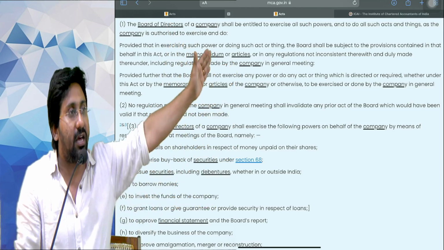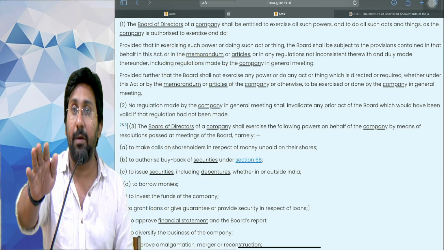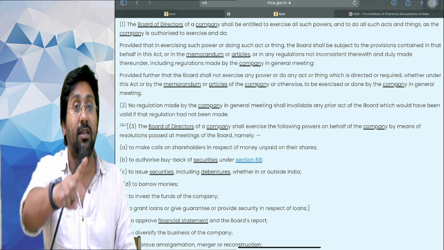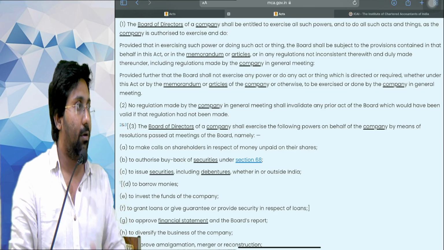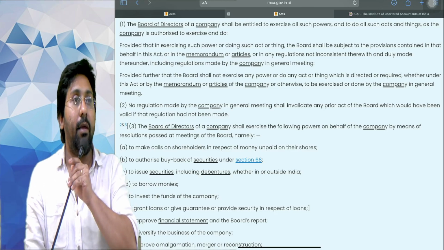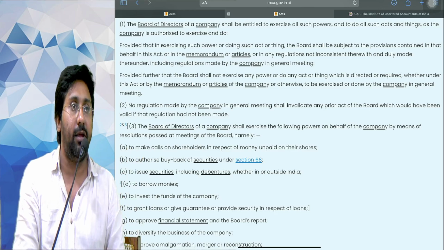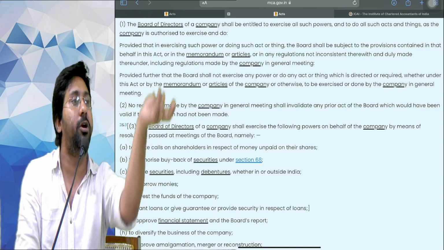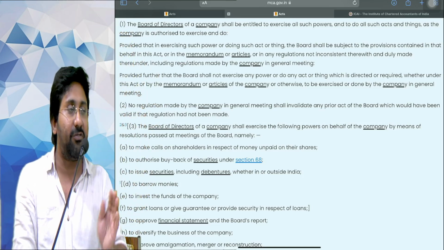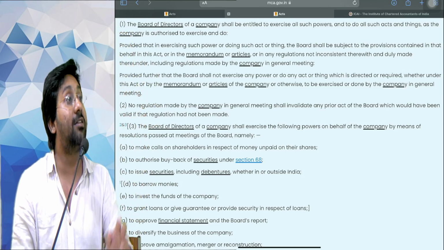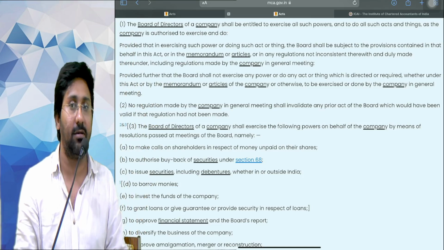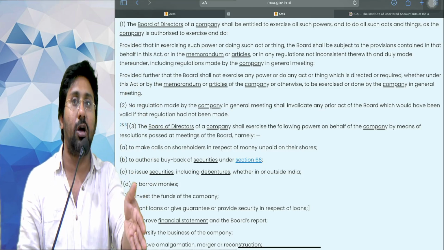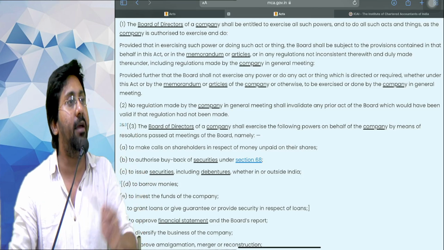The answer is authorized in the second line. Do you know what it means? First the memorandum should authorize the company. Who should authorize? The memorandum should authorize the company. Once a memorandum authorizes a company, those powers the board can exercise. That means first, what is important here? Authorization should be there for the company first. If the company is authorized, on behalf of the company, the board will exercise the powers.